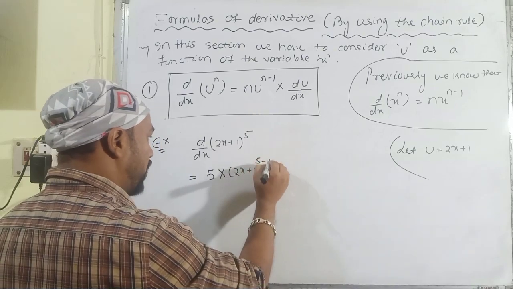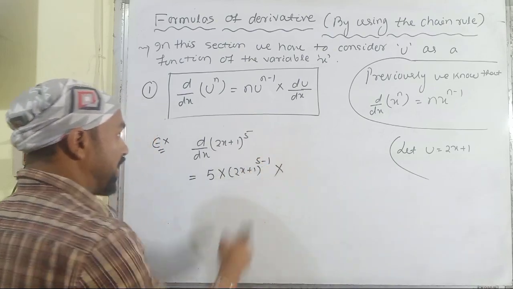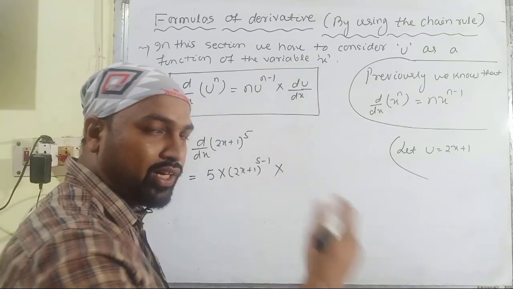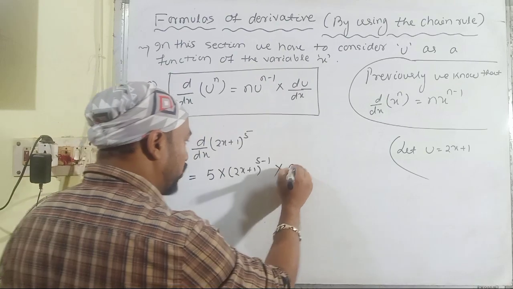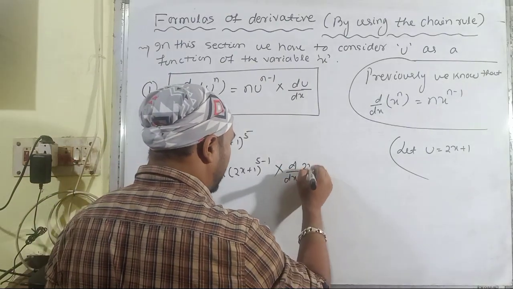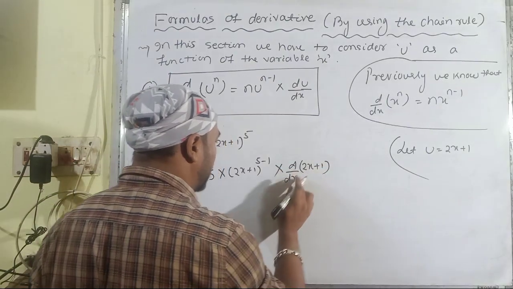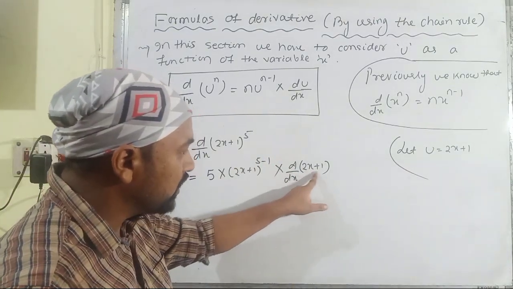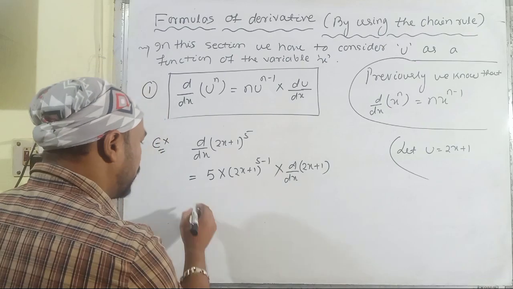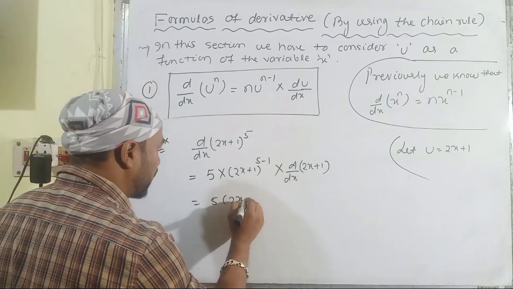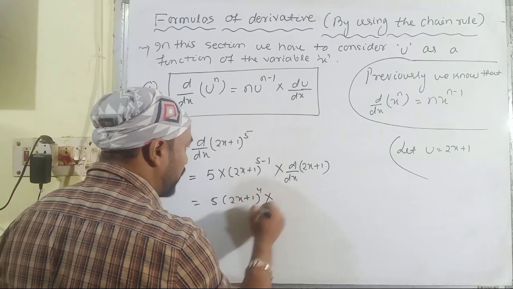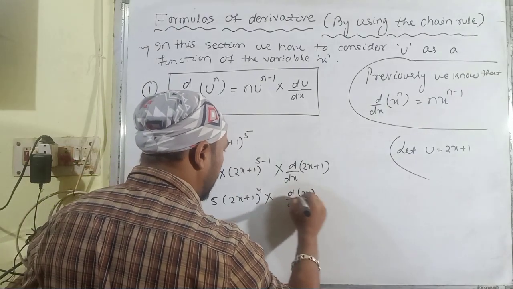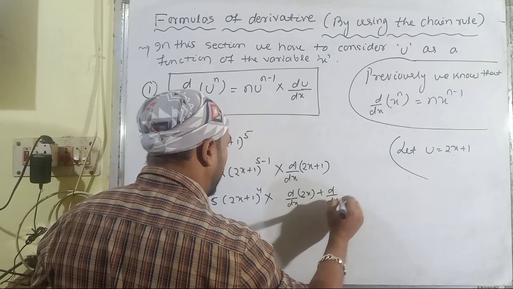2x plus 1 to the power 5 minus 1, again multiplied with the derivative of that u. We are just differentiating 2x plus 1 with respect to x, and now you can be sure that this function is in terms of x. So it is 5 into 2x plus 1 whole to the power 4, multiplied with the differentiation of 2x plus the differentiation of 1.